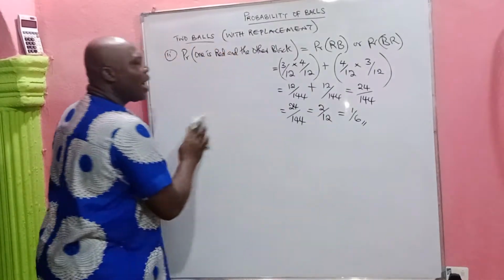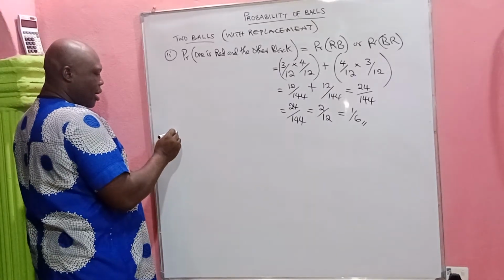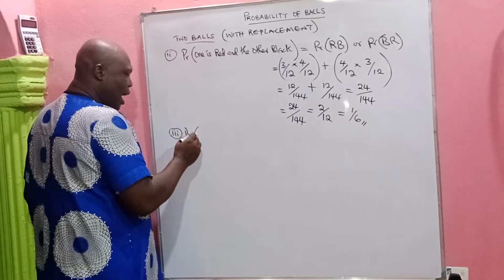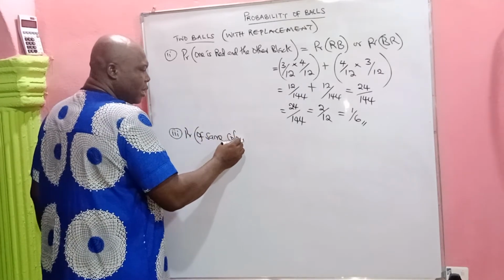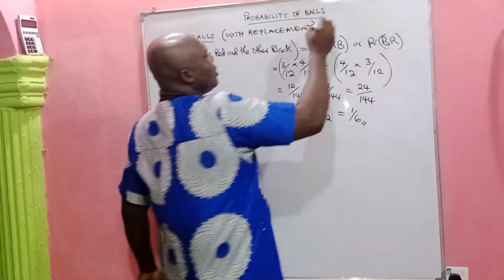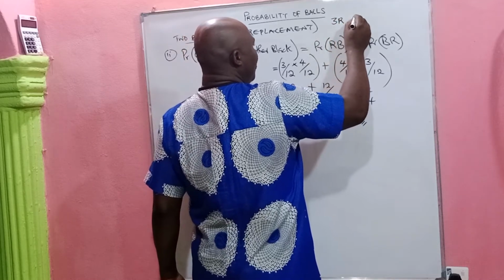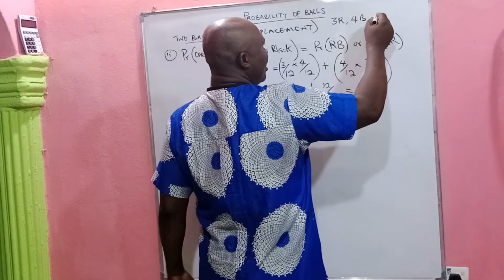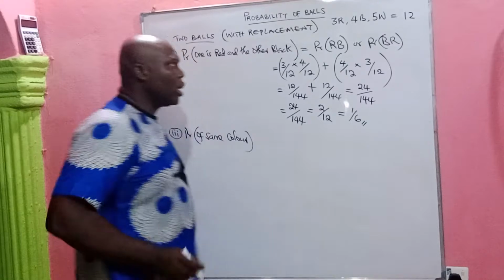We want to look at the probability that they are of the same color. Let's not forget we had 3 red, 4 blacks, and 5 white balls, altogether 12 balls.